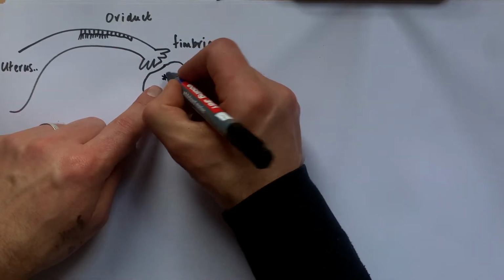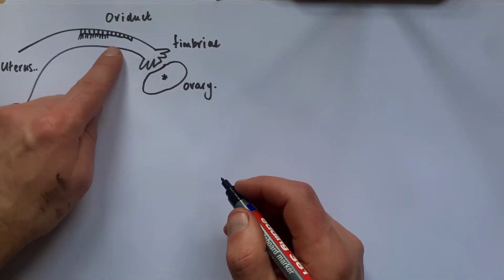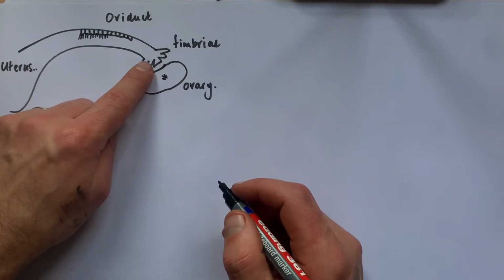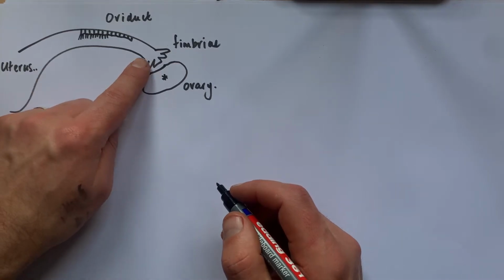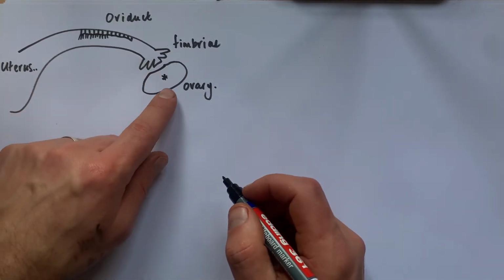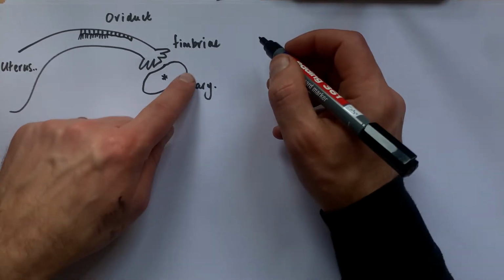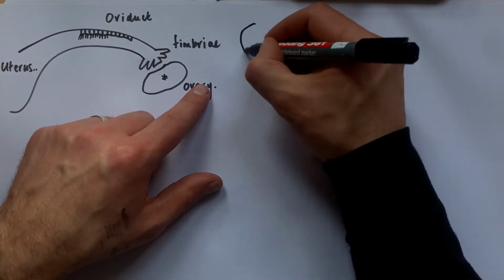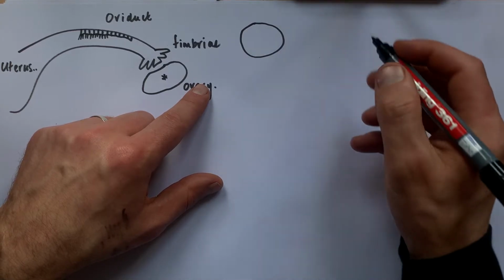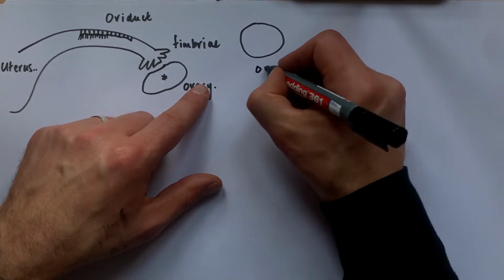So inside here, we're going to get a secondary oocyte that gets released at ovulation at about day 14 of the 28-day menstrual cycle. So we're going to start with, how is the secondary oocyte formed? Well, the lining of the ovary is made from specialized germline cells, and they're called oogonia.